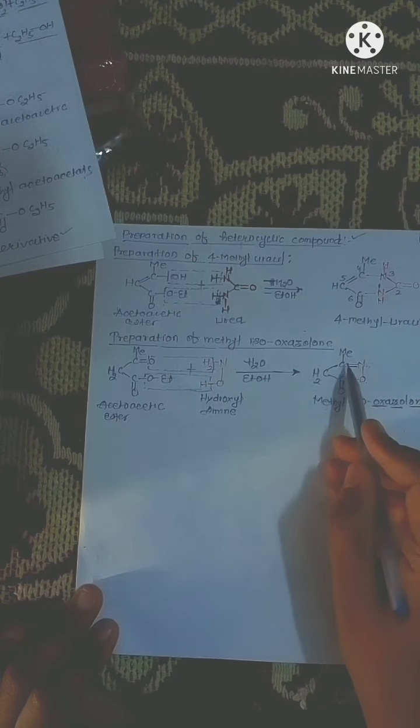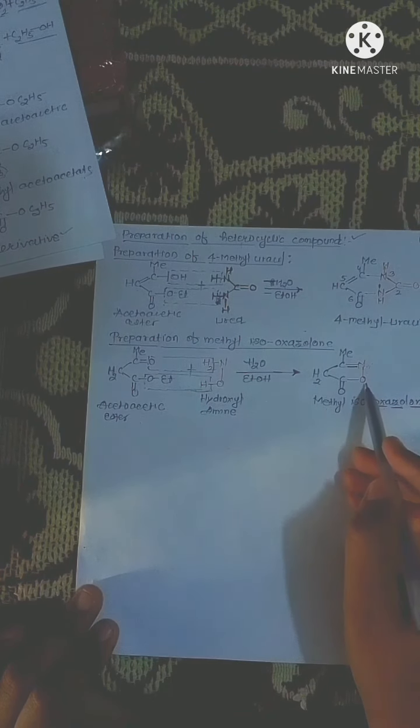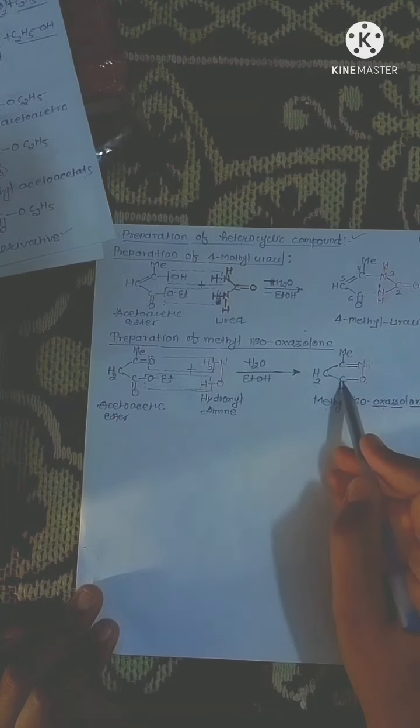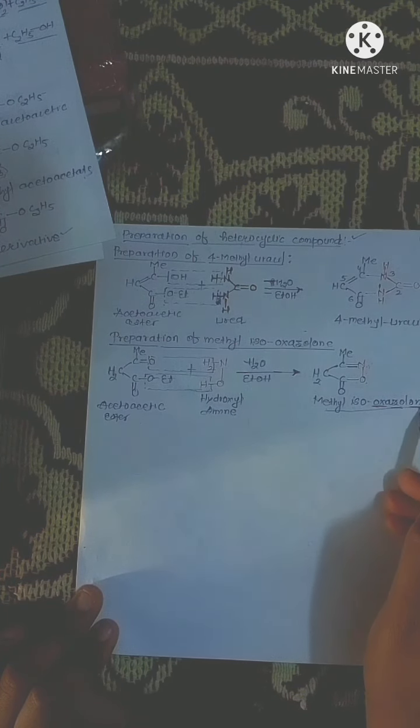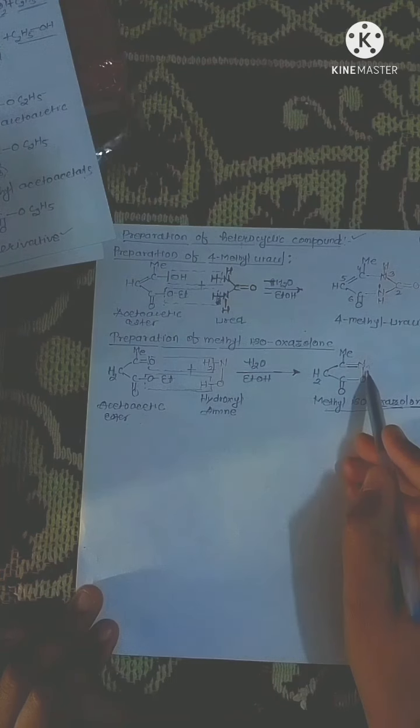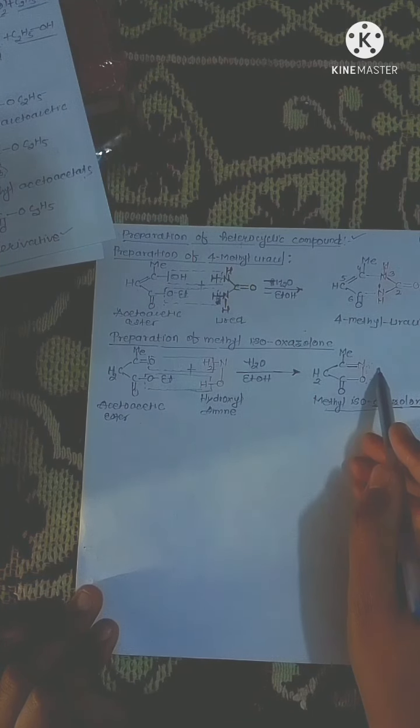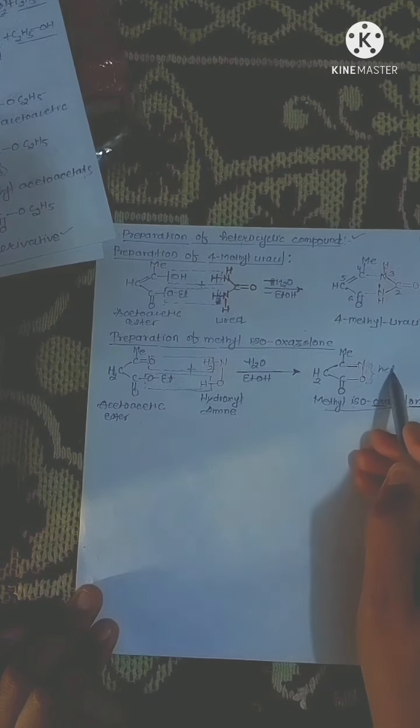So we get CH2CMe, double bond N, single bond O, single bond C double bond O. This is known as methyl isoxazolone. It is a heterocyclic compound. What is a heterocyclic compound? If in your ring structure there is an atom other than carbon present, then that compound is simply known as a heterocyclic compound.